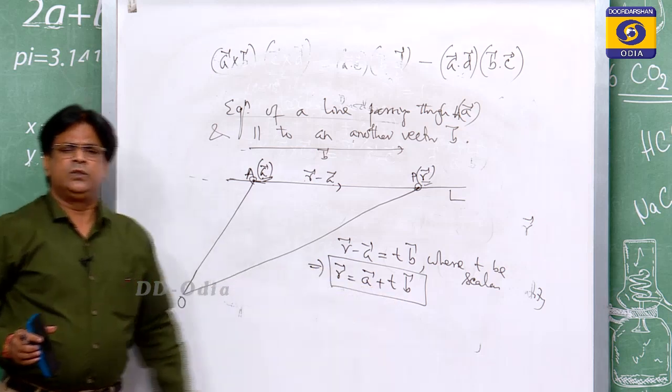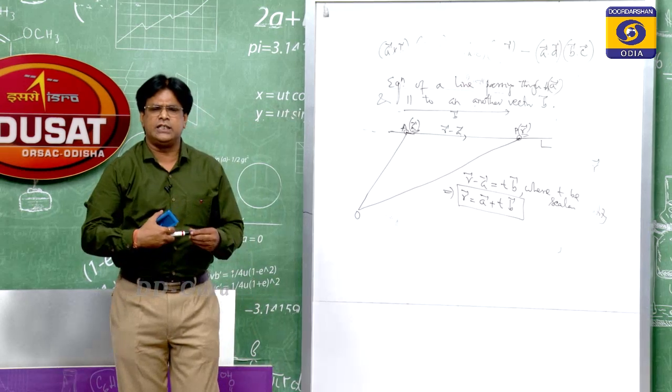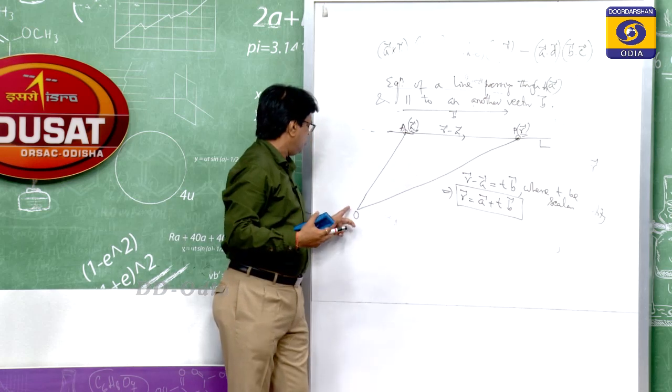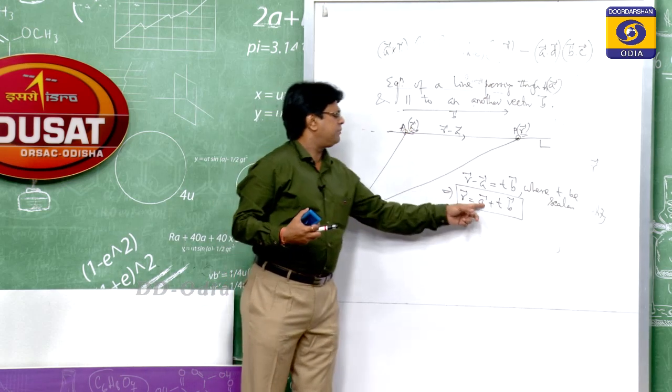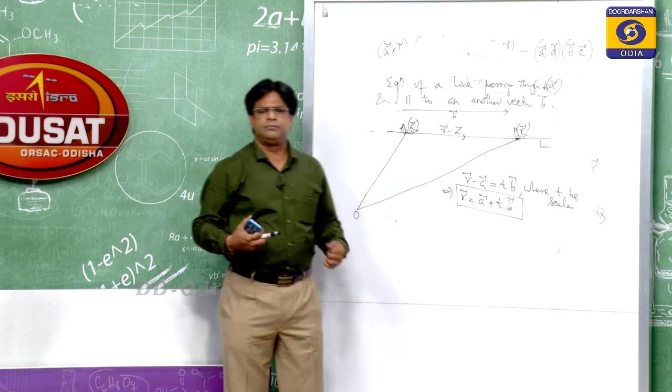Okay. So, note that the vector equation of a line passing through the origin and parallel to any vector B is given by, suppose this line is passing through the origin. So, vector A is taken as 0 in place of A. So, vector r is equal to tB.